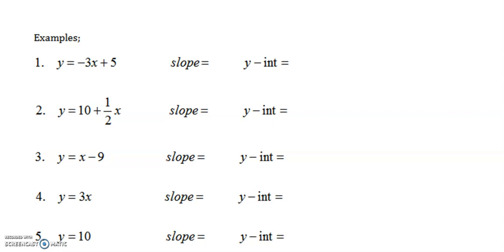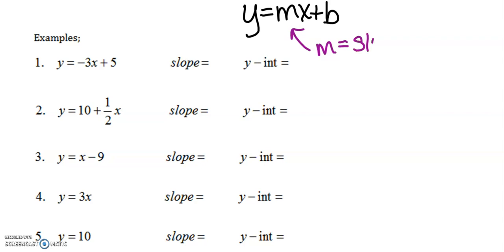Let's look at y equals mx plus b. When an equation is in that form, the m, or whatever number is attached to x, the coefficient of x, is always the slope. And the constant, which is being added or subtracted but not multiplied with the x, is always the y-intercept. So this is going to help us graph. So let's look at these examples.